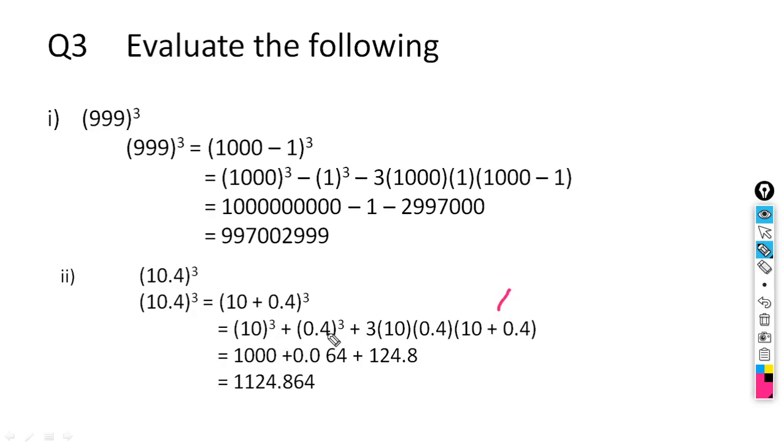10 cube becomes 1000, 0.4 cube is 0.064, and by simplifying them you get 124.8. By performing addition we get 1124.864.